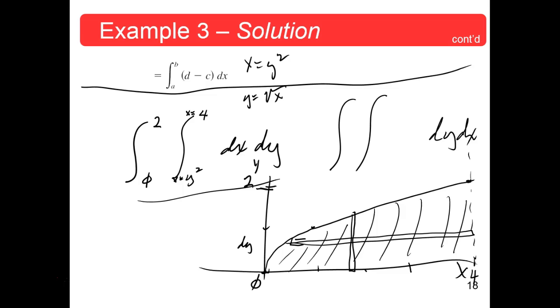Okay? So therefore, in this rendition, you would be going from the y's first. Y is equal to 0 to this function here. That would be 0 to the square root of x, because that is that function here, y is equal to the square root of x. And then your x's are going from 0 to 4. The last one always has to be numeric. Okay?